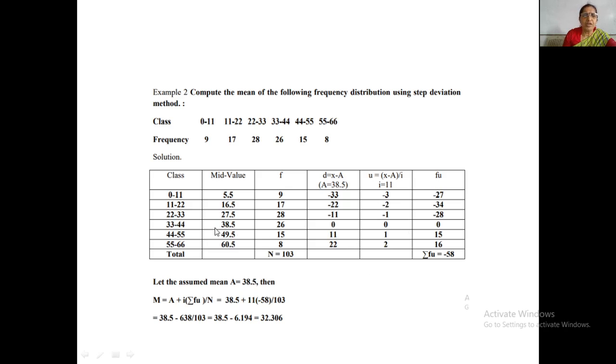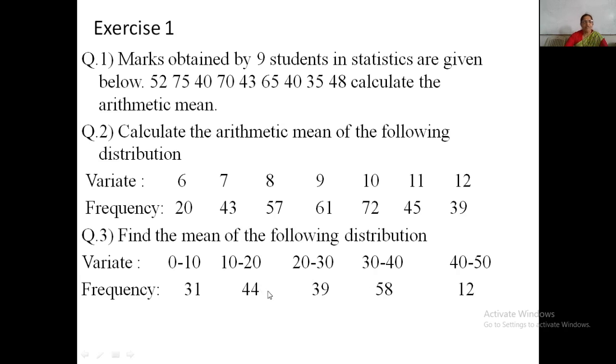Similarly for this particular value, my value of x is 38.5, my value of a is also 38.5. So 38.5 minus 38.5 is 0. 0 upon 11 is 0. So in this way you can compute ui. What is my next step? My step is to compute fi into ui, that is the f into u column. So these are the values of fu. The summation of fi ui is minus 58. So my x bar, or mean m, is a plus h into the bracket summation of fi ui upon n. So my h is 11, minus 58 is the summation of fi ui, and n is equal to 103. Therefore my x bar is equal to 38.5 minus, because of this minus 58 I have a minus sign here. So the value of my arithmetic mean is 32.306.